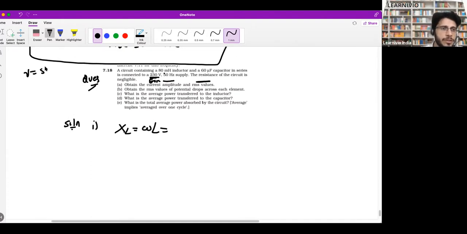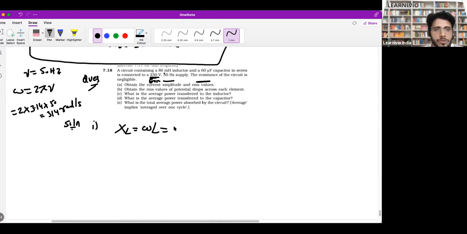Say frequency is 50 hertz. Then your omega is 2 pi nu: 2 into 3.14 into 50, which is 314 radian per second. So it's 314 into XL, where L is 80 millihenry. So that's 80 into 10 raised to the power minus 3. So this is 314 into 80, which is 25120.